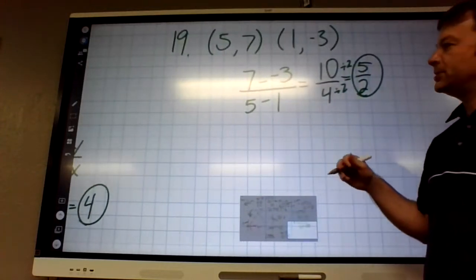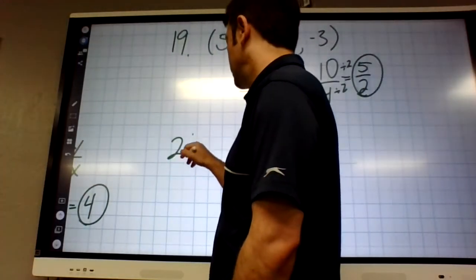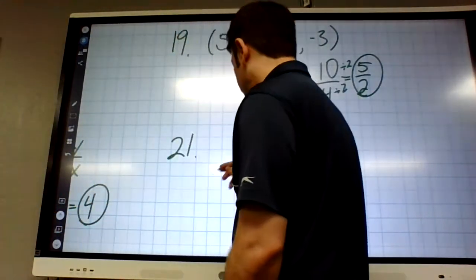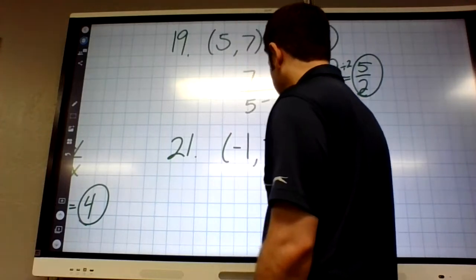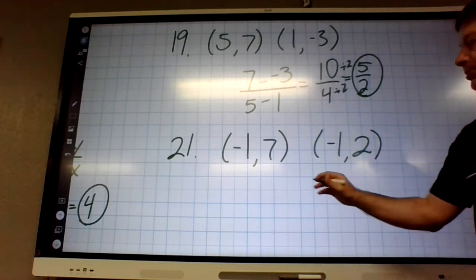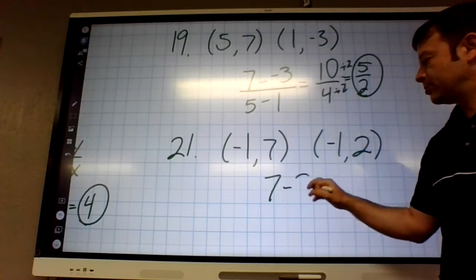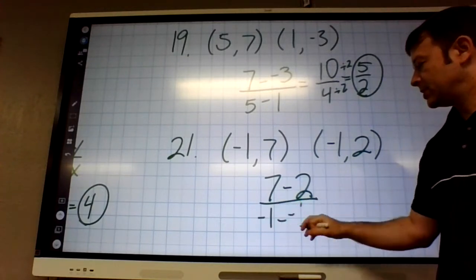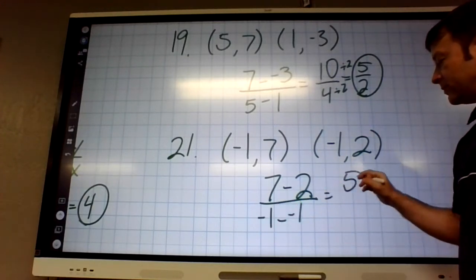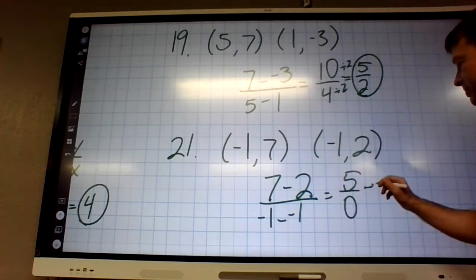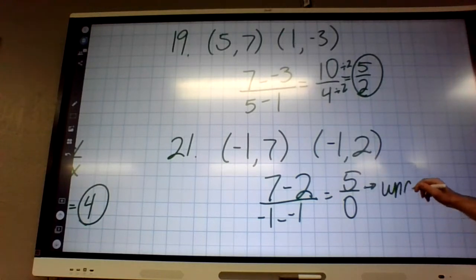This time it's probably a little bit easier than yesterday, you guys think? Yesterday I had all those graphs. 21, negative 1, 7, negative 1, 2. Something weird is about to happen. So y minus y over x minus x. 5 over 0, which means what? Undefined. I'd say equals, but that kind of doesn't make sense. Let's put an arrow. Undefined.